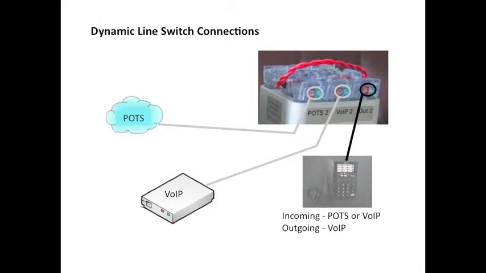The second connection located in the middle is the termination point from the Voice over IP modem from the new service. And finally, the third connection point to the far right is the twisted pair connection that will go from the dynamic line switch to the telephone or telephone sets inside of the home.